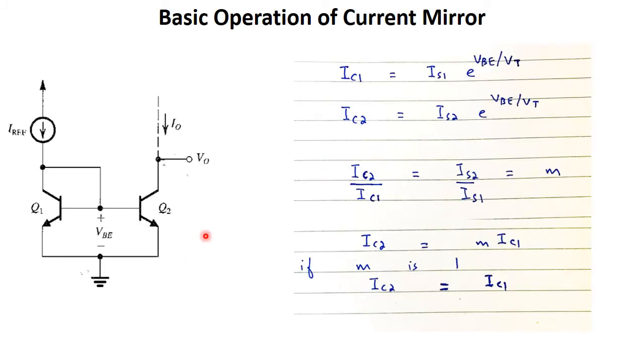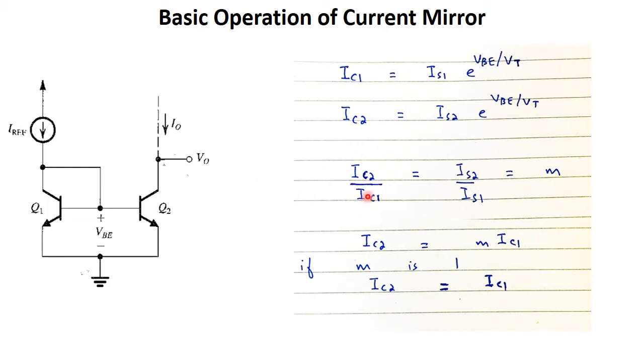So, as we discussed in class already, the BJT current mirror comprises two transistors Q1 and Q2 that are connected back to back. The base to emitter voltage is the same for both transistors, which is VBE. So the collector current flowing through transistor Q1 is IC1 and given by this relation. The collector current flowing through Q2 is IC2 and given by this relation.